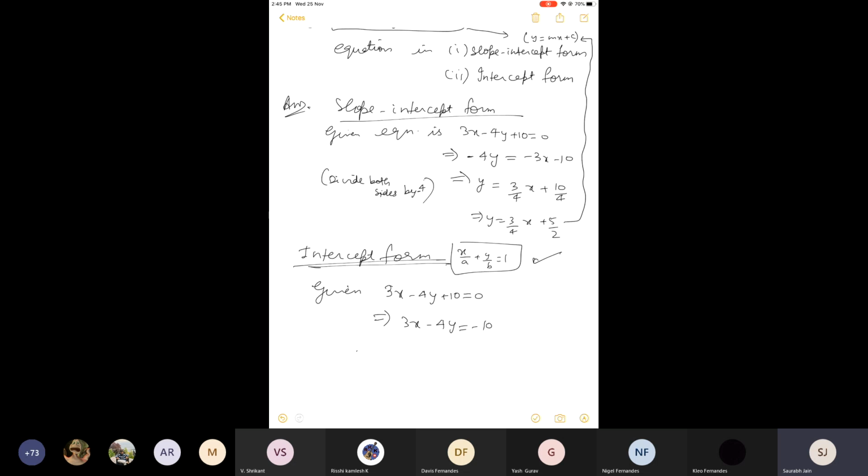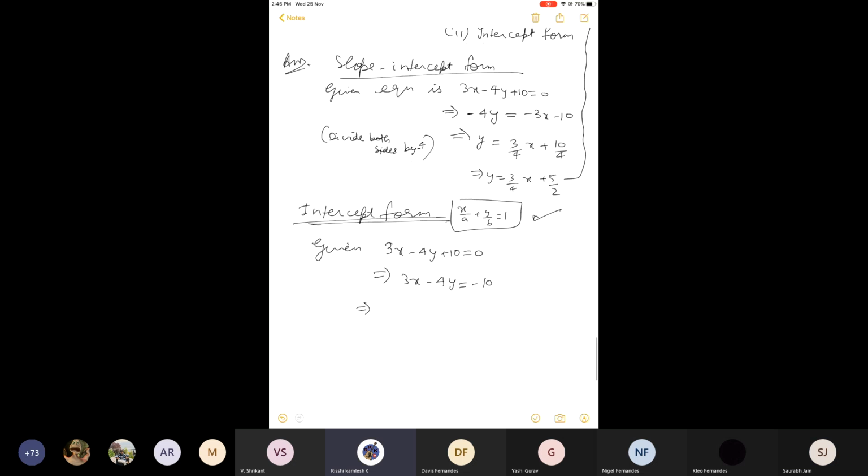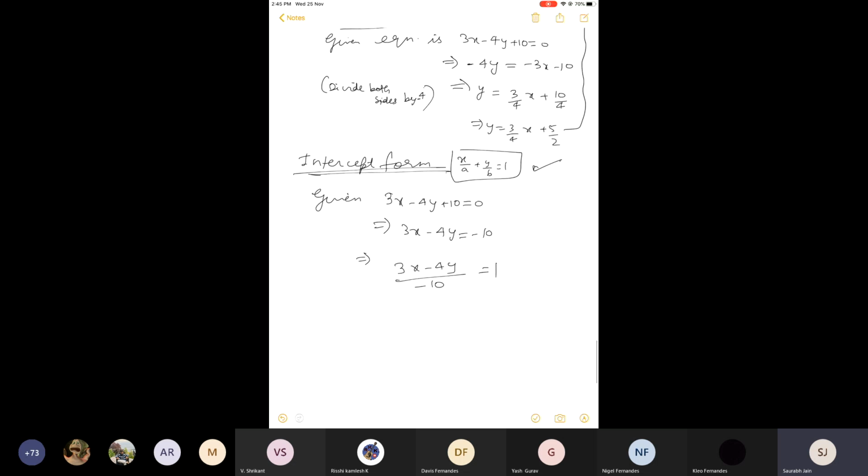Yes, what will be the next step? So then divide the whole equation by -10. Yes. So that means when you will shift the constant to the right hand side, after that next step will be to divide both sides of the equation by that constant only, which is present on the right hand side. Or you can say that we shift -10 to the LHS. Both have same meanings. Why have we done this? Because we want to create one.